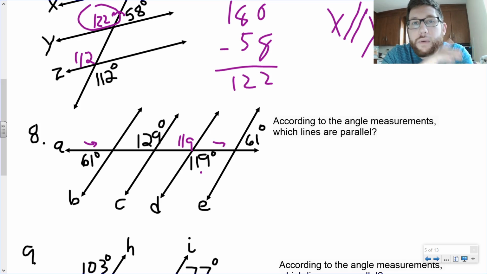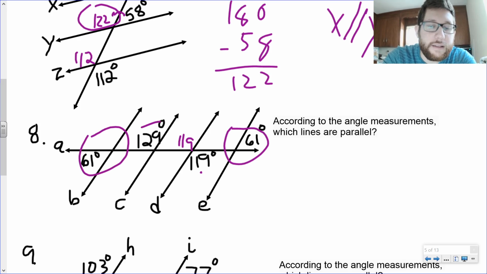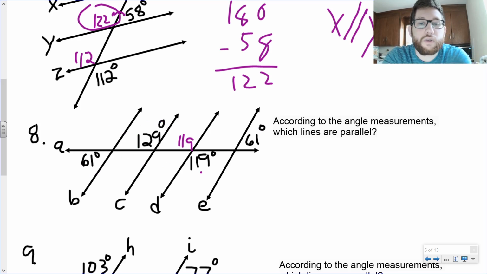Now, here's an important thing with this. This is where a lot of people go wrong. A lot of people go, oh, if that's 119, then this is 119, and this is 119, and this is 119. Okay, normally we'd be able to do that if we were dealing with parallel lines. If we knew that they were parallel lines. We don't know if they're parallel lines yet, so you have to just kind of stay at home with your set. This 61 works with this set, this 61 with that set, 129 with that set, like that. You're not allowed to jump sets in this sort of problem.